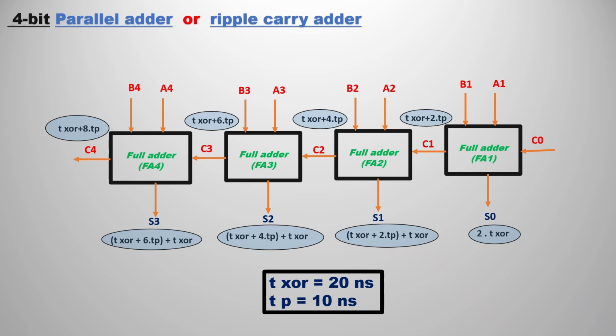From this, in the question, if they ask for any value, you can find it with the help of the given expressions. They have given already T XOR equals 20 nanoseconds, TP equals 10 nanoseconds. According to the expressions, you can find any carry or any sum propagation delay. In the question paper they might ask for the propagation delay at the second half adder, or the propagation delay of the sum in full adder 4, like that they can ask. You can put the values and find the output. Again I am saying these output expressions are only for this circuit diagram according to the question, that is T XOR equals 20 nanoseconds and TP equals 10 nanoseconds. If they change these values, you are going to have other results.